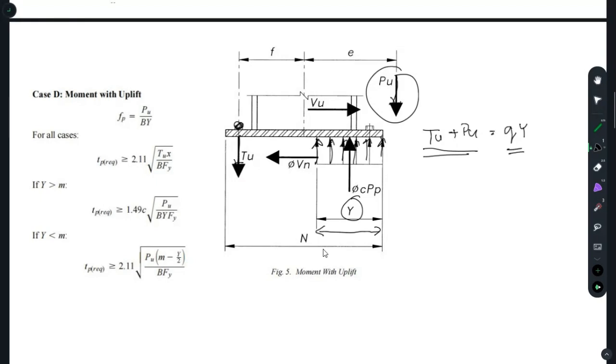So we know the Pu force, that is the external force. We'll find out Q and we'll find out y. From there we can find out the value of tension. So our calculation will be to find out the Q and Y. Here Q is the ideal load that the soil is exerting on the structure, and the Y is the bearing length.